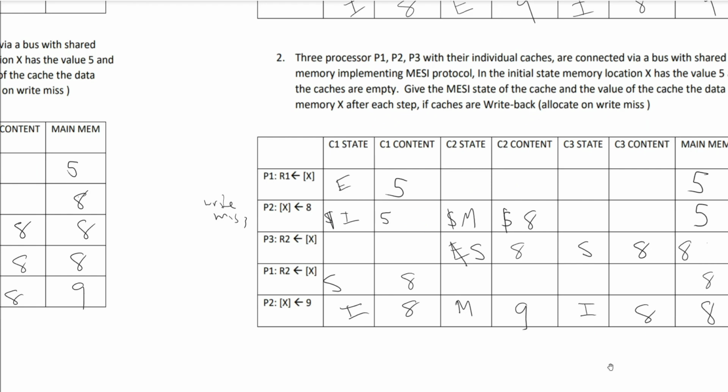Does anyone have any questions? MESI kind of sucks. What I'm kind of getting is, we only get the modified bit on allocate on write miss.